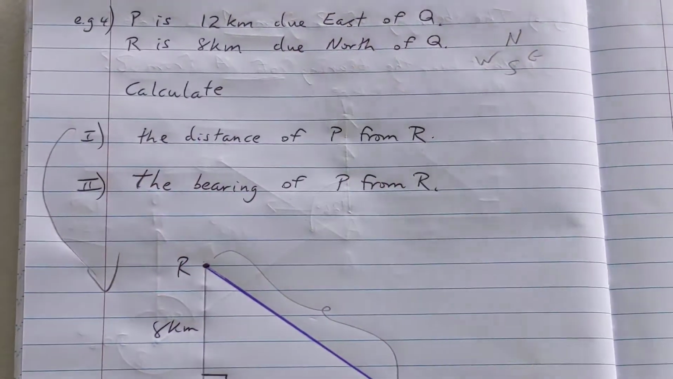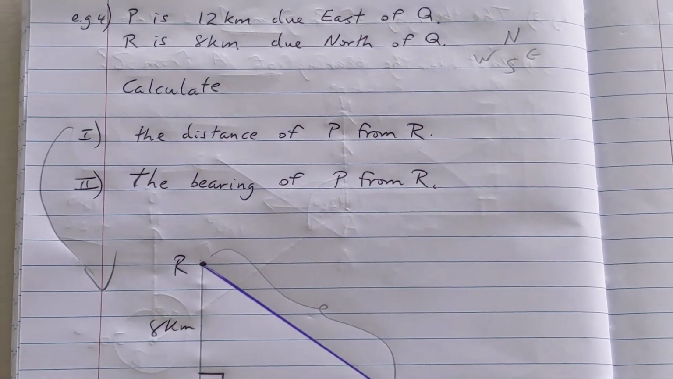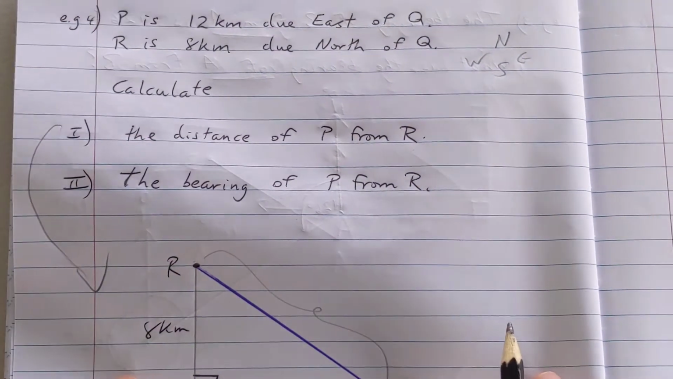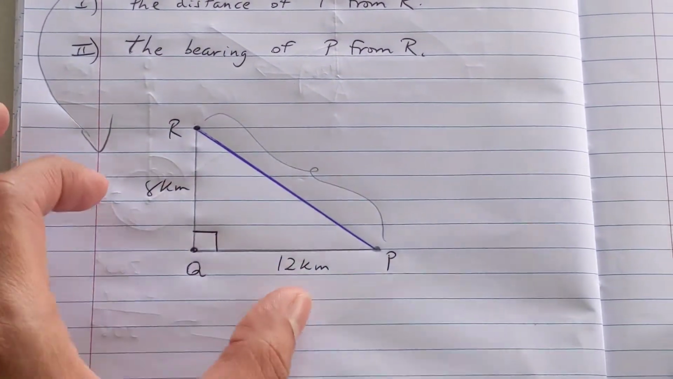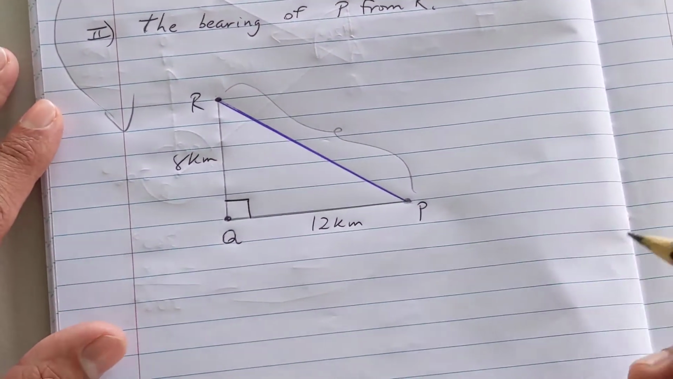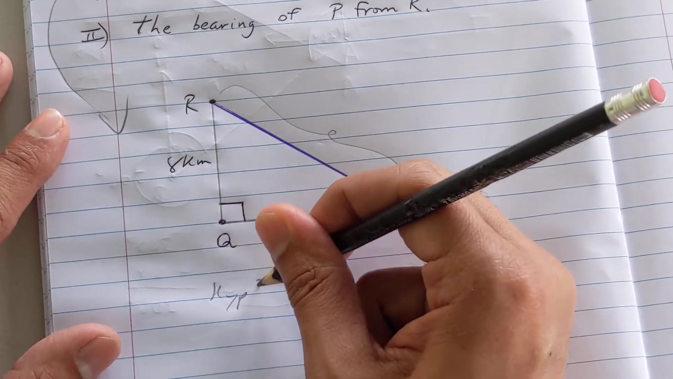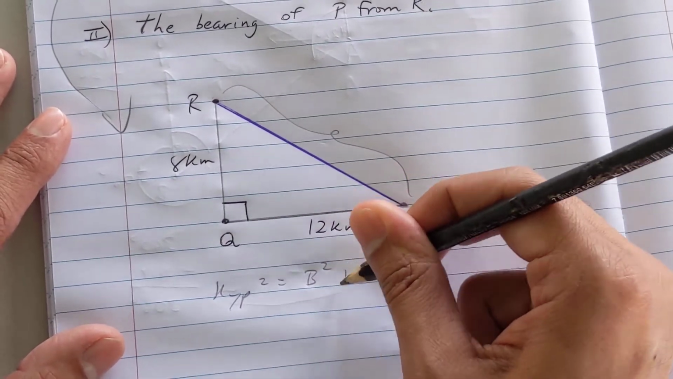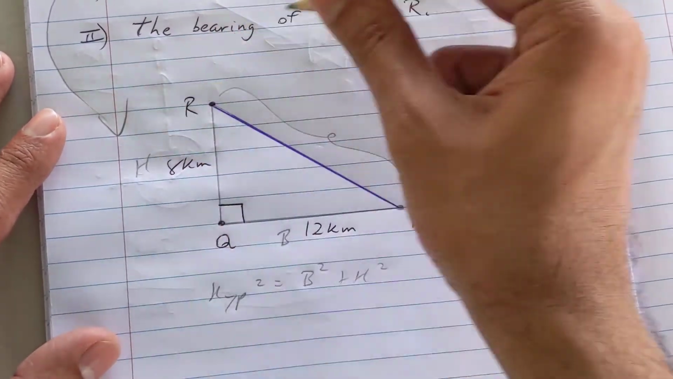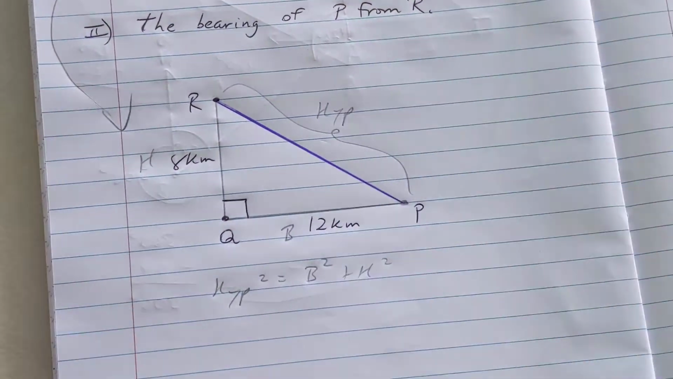What normally happens is, once students learn about trigonometry, sine, cosine, and tan, they tend to forget about Pythagoras. But we could use Pythagoras here because I have two sides. I want to find the third side. So for the distance of P from R, the hypotenuse squared will be the base squared plus the height squared. So this is my base, this is my height, this is my hypotenuse, which is what I want.